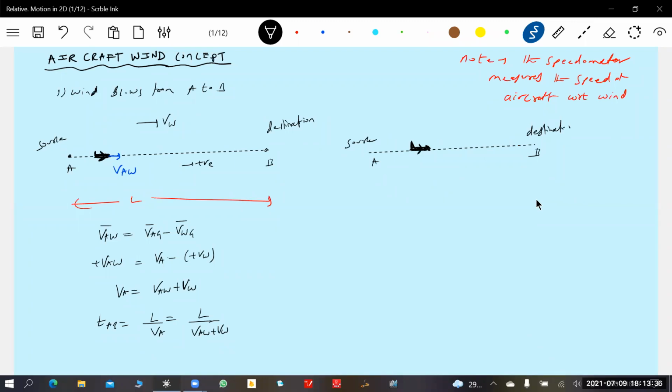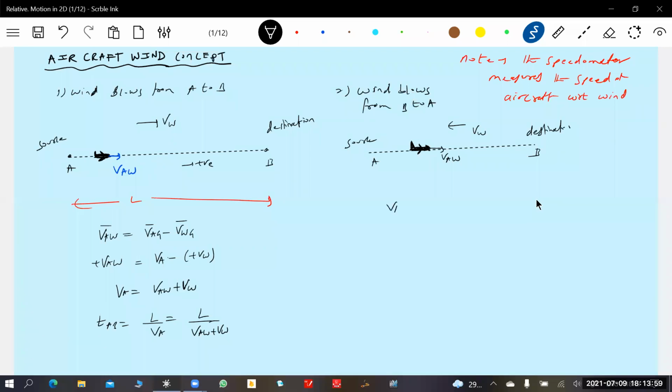Okay, there's an aircraft moving with a velocity with respect to wind, and the wind blows opposite to the direction of motion of the plane. Your second case, wind blows from B to A.